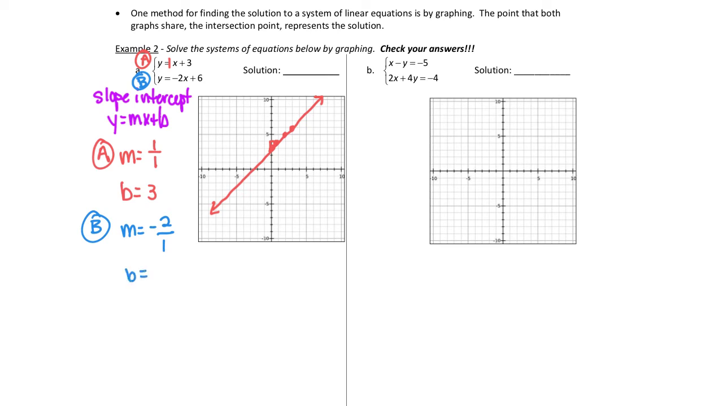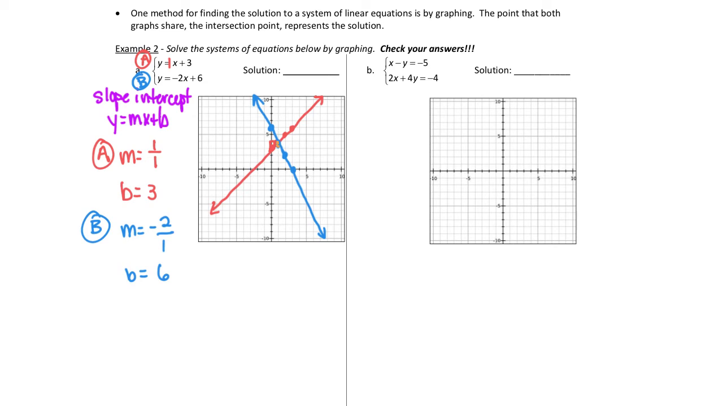My y-intercept is 6. So I'm going to go up to 6, put a point. I'm going to drop down 1, 2, run 1, drop down 1, 2, run 1. A little bit off there, but hopefully you can see what I'm doing. Take a straight edge or a ruler, try to draw that line as straight as possible.